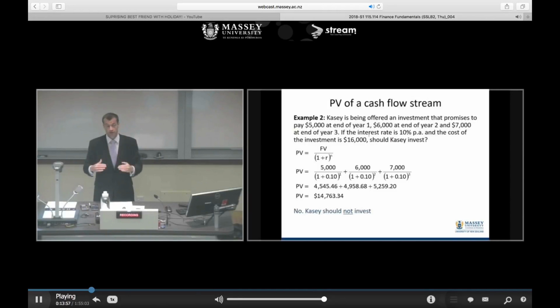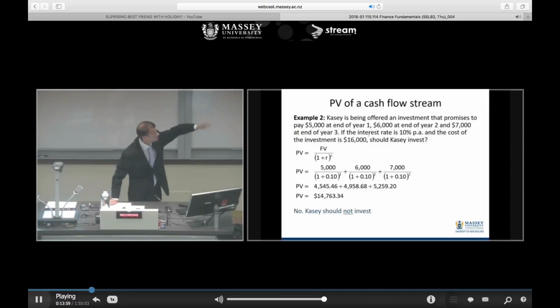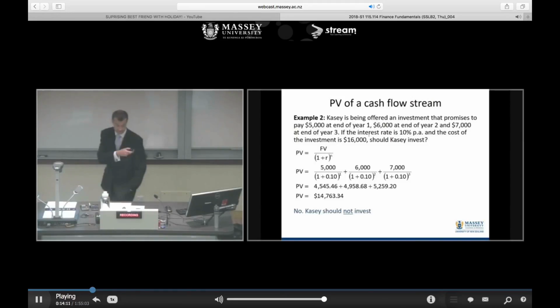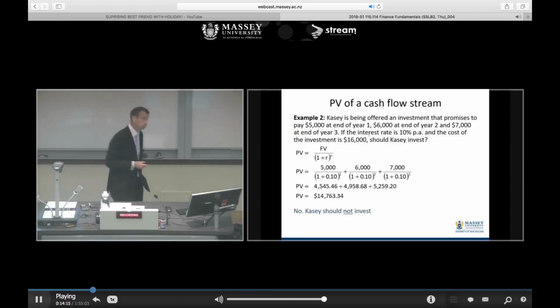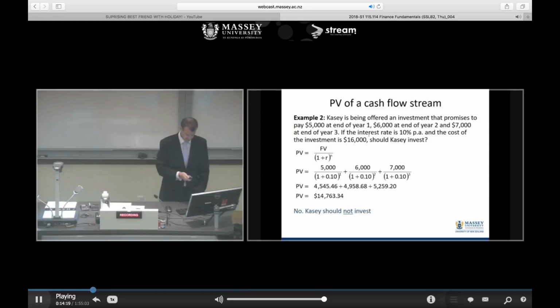Or put it another way, they require 10% return. They're not getting that. They're getting less than 10% return on this particular investment. Okay, so we will revisit this type of process. I think it's around about week 9 and 10. So we'll come back to that.